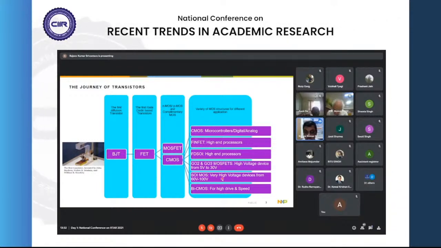Then we also have SOI, silicon on insulator transistors, which go to very high voltage from 60 volt to 100 volt. That is mostly used for power electronics, and a lot of it was earlier used in automobiles when we had flash lamps as headlights in cars. But now everybody is switching to LED lights, so there the voltage requirement is quite a bit less. Then, of course, we have BiCMOS, where we need high drive or high speed, but not low power, so high power consuming. We use BiCMOS.